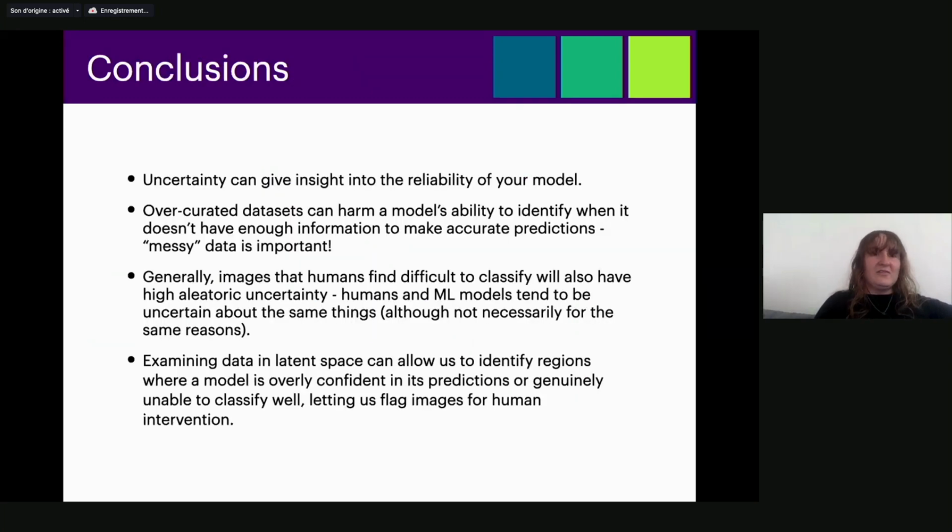So, in conclusion, being able to quantify uncertainty in ML models is valuable when trying to determine how much to trust their predictions. We can see that models can benefit from the presence of messy data in terms of epistemic uncertainty and caution against highly curated datasets. Generally, machine learning models and humans find the same images difficult to identify, and aleatoric uncertainty reflects an image's messiness. And finally, examining data in latent space can help us spot images that the model might struggle with, allowing us to flag them for human intervention. And that's all from me.